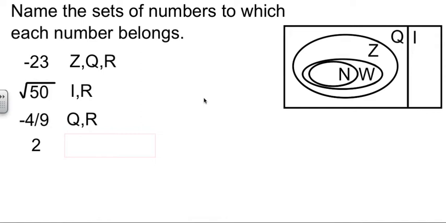And then our last one of this type, we have a number like 2. 2 is a natural number, which also means it counts as a whole number, which also means it counts as an integer, which is also rational, and then it's in the whole group of reals. So you have a whole bunch of lists there.